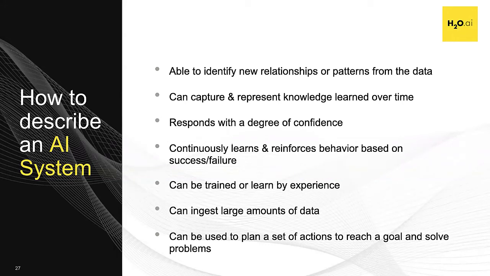So just to do a high level description of what an AI system does, these are some basic things that we've talked about over the last 40 or so minutes. An AI system should be able to identify new relationships or patterns from the data. It can capture and represent the knowledge that is learned over time.